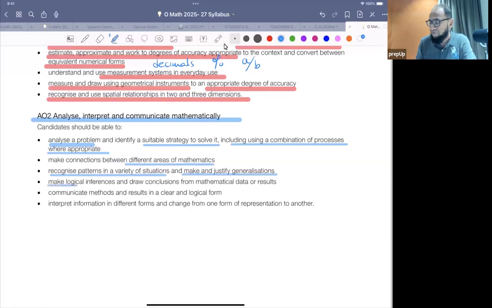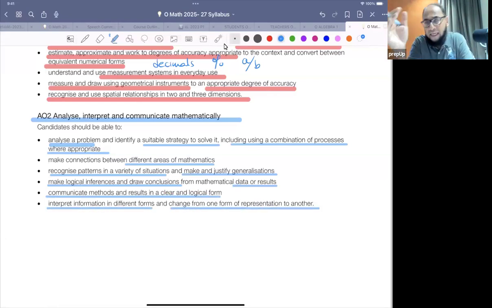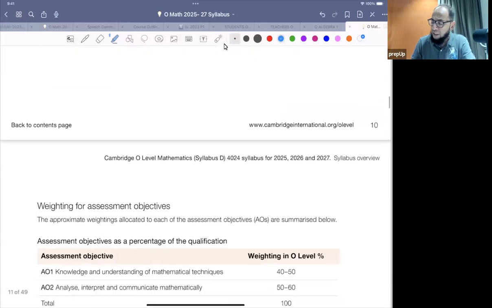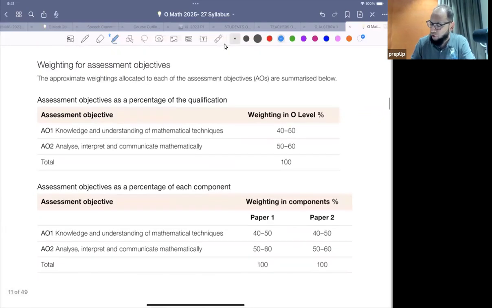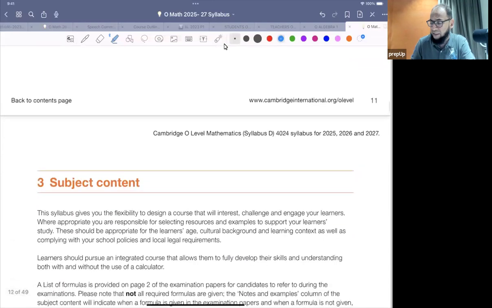Make logical inferences and draw conclusions from mathematical data or results. Communicate methods and results in a clear logical form. Interpret information in different forms and change from one form of representation to another, table to a graph, and vice versa. So now this is the weightage, so we don't have to go into so much detail. I'll pass this to you.